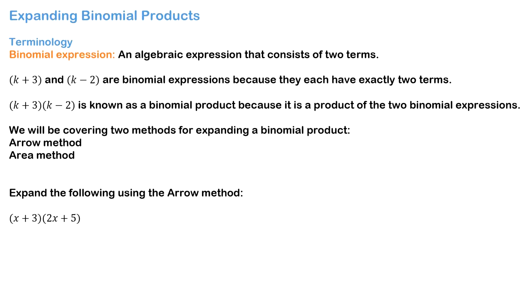When we have them connected as such in the next line, k plus 3 bracket and then k minus 2, this is known as a binomial product because it is the product of the two binomial expressions, multiplying them out. So there are two methods that we're going to be covering today for expanding a binomial product. The first is the arrow method, or you might know it as the FOIL method. The next is what we call the area method. Both ways work, and I'll let you decide which way you prefer.